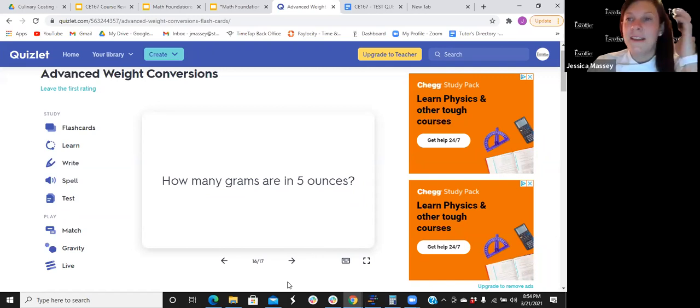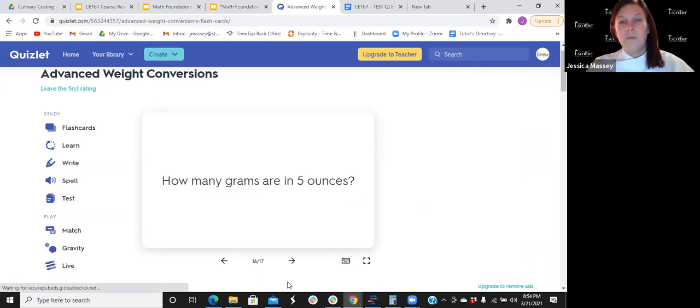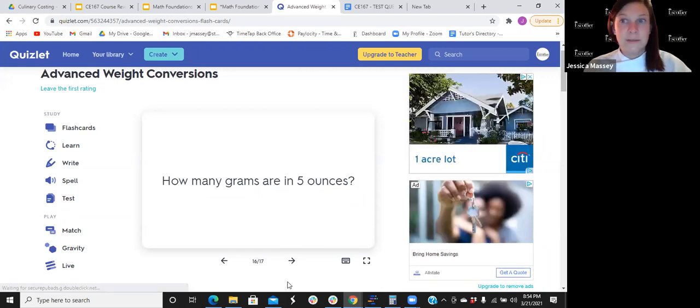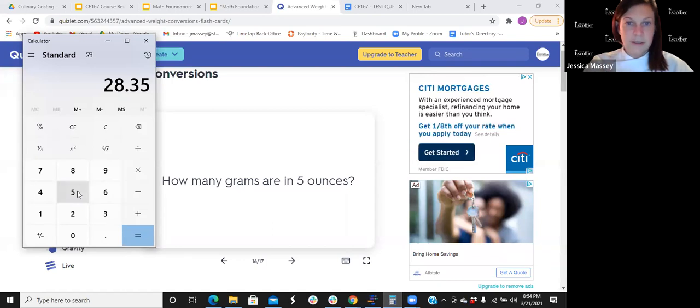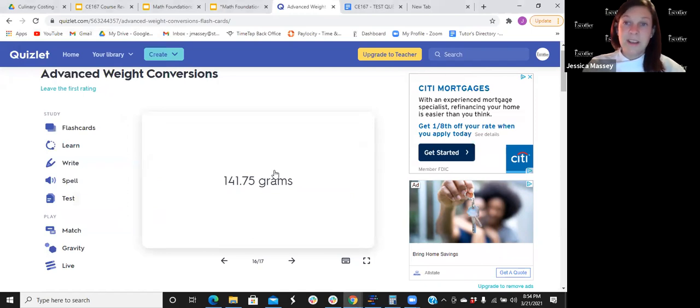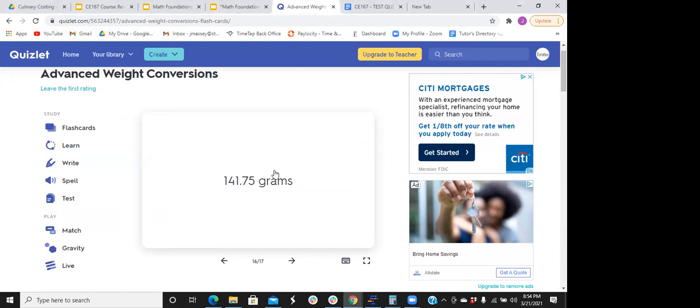Definitely. So this again is another one that was on that cheat sheet. So you have 1 ounce equals 28.35 grams. So you would take that 28.35, just how many grams are in 1 ounce, and you would multiply it by 5, because we have 5 ounces, and you'd get 141.75 grams. If you were measuring it, you would just measure 142 probably.